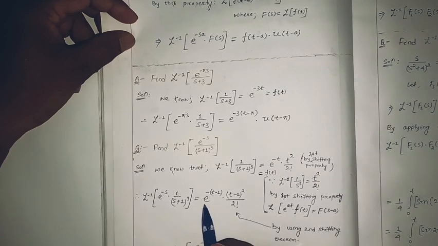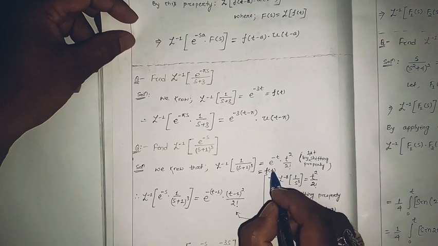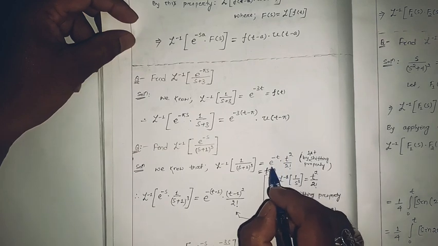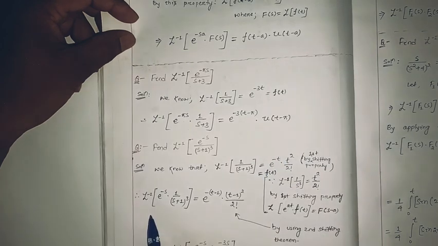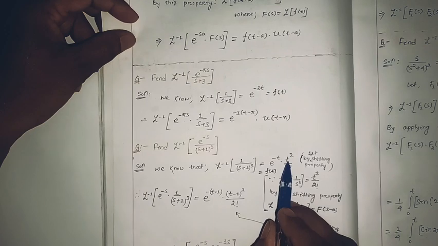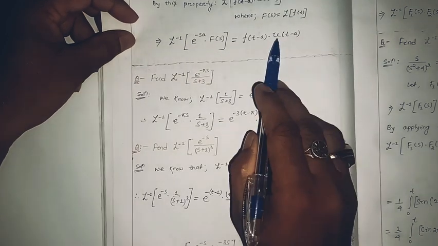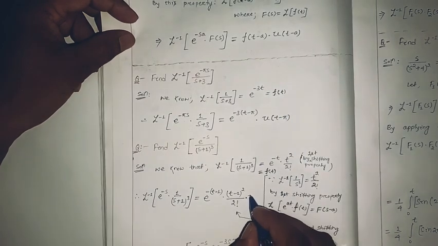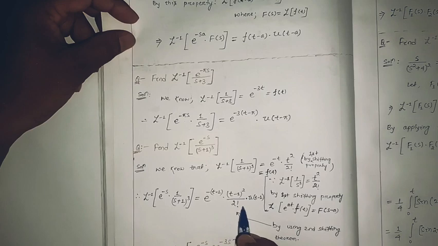Hence the answer will be f of t minus a. f of t minus a means this is f of t. So wherever the t is, we have to consider t minus 1 because a is your 1. So e to the power minus (t minus 1) into (t minus 1) square by 2 factorial into u(t minus a), u(t minus 1). So this will be the answer.